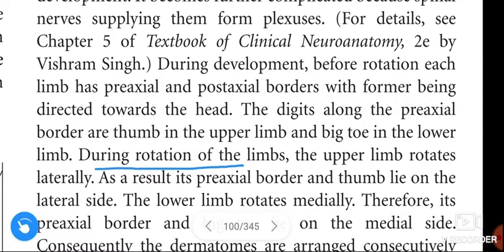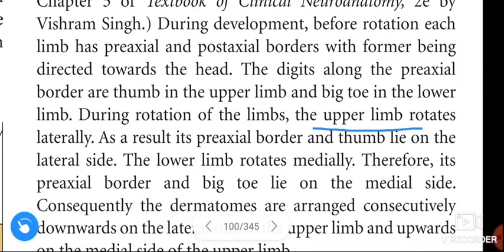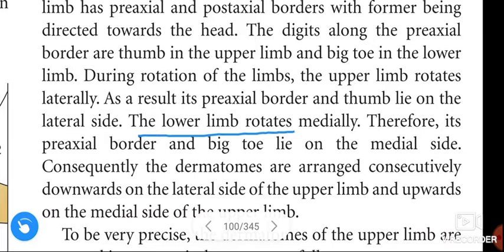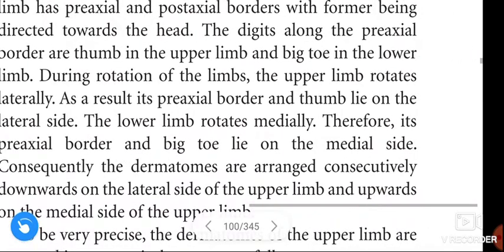During rotation of the limbs, the upper limb rotates laterally. As a result, its preaxial border and thumb lie on the lateral side. The lower limb rotates medially. Therefore, its preaxial border and big toe lie on the medial side.